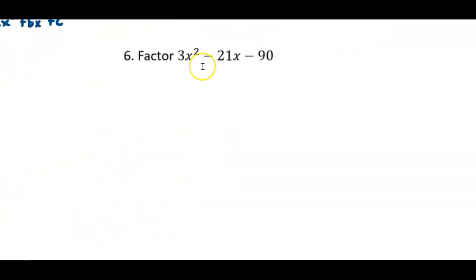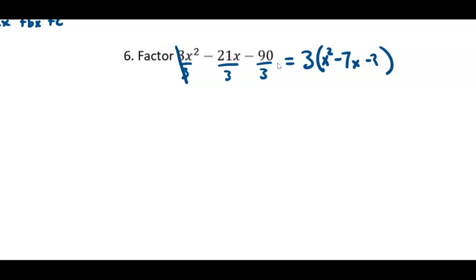So on this one, 3x squared minus 21x minus 90. This 3 in front makes me want to check, is this all divisible by 3? And it is. If you see, you can divide each number by 3. So we can rewrite it by taking the 3 out in front. If you divide it by 3, that's x squared. Negative 21 divided by 3, that's negative 7x. Negative 90 divided by 3 is negative 30.